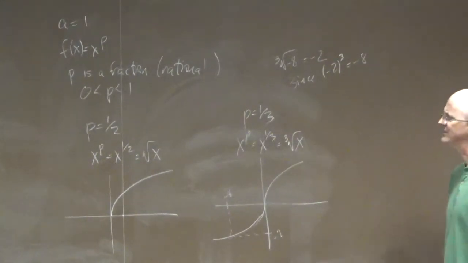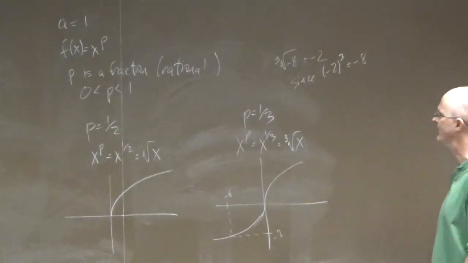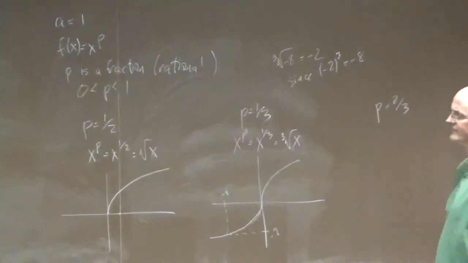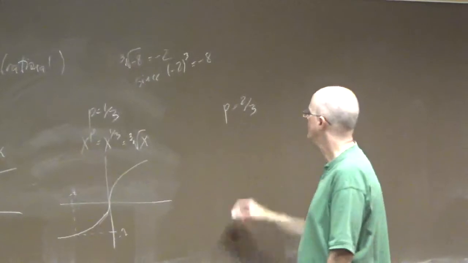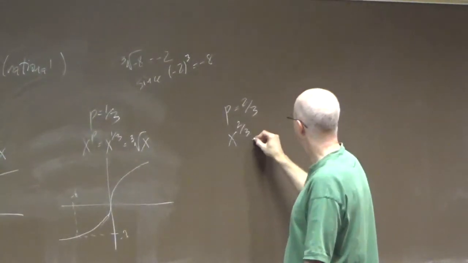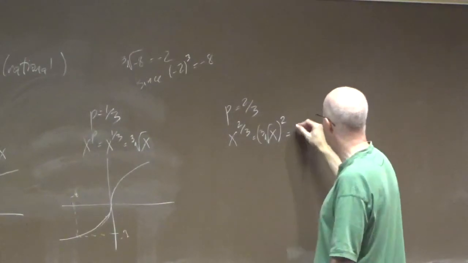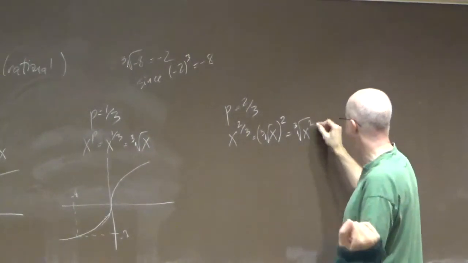Some other kind of strange situations include the case where, for example, p is, say, 2/3. Which means either square the cube root of x or take the cube root of x squared. Those are the same thing.